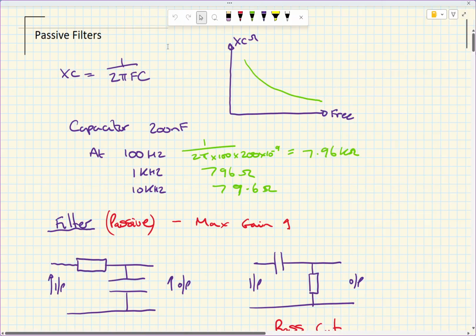Okay, so passive filters. I'll do the other audio ones properly tomorrow. But passive filters, so no power. I need to remind you of the reactance of a capacitor.